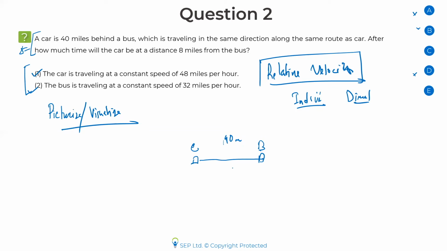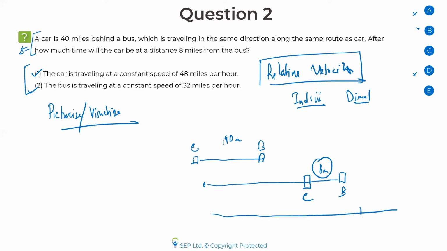Now, that can happen in two scenarios. One is that suppose the car has moved along this line and the bus has also moved along this line. And currently the bus is here and the car is 8 miles behind like this. Or there could also be a scenario where the bus is here and the car is 8 miles ahead, right? So I need to be very sure about this.